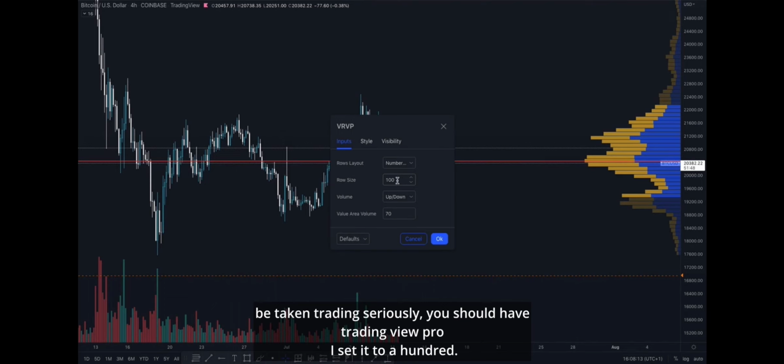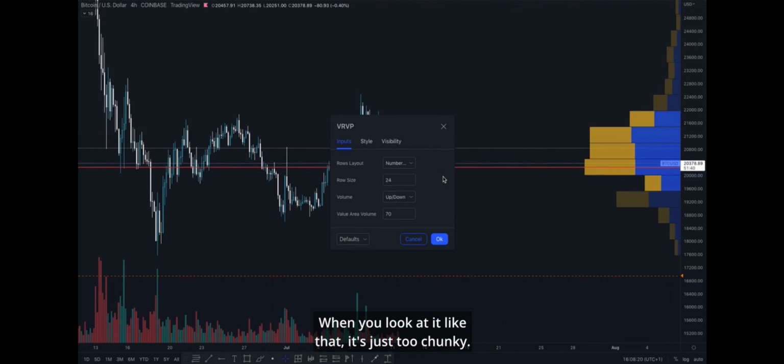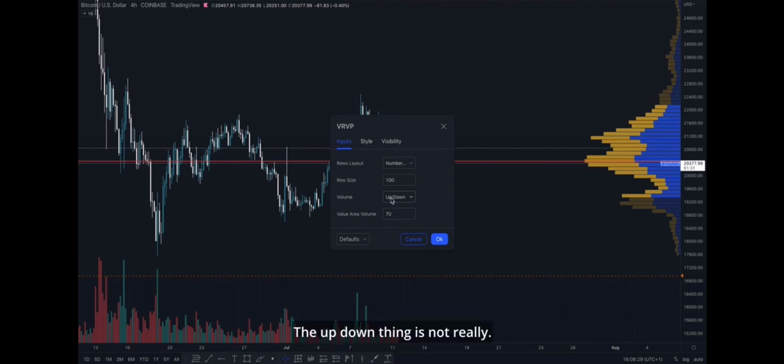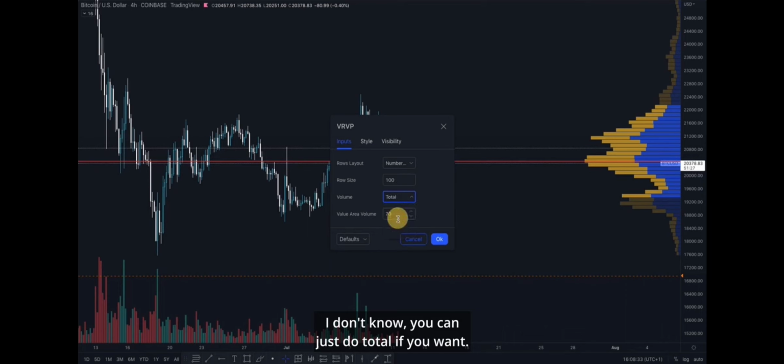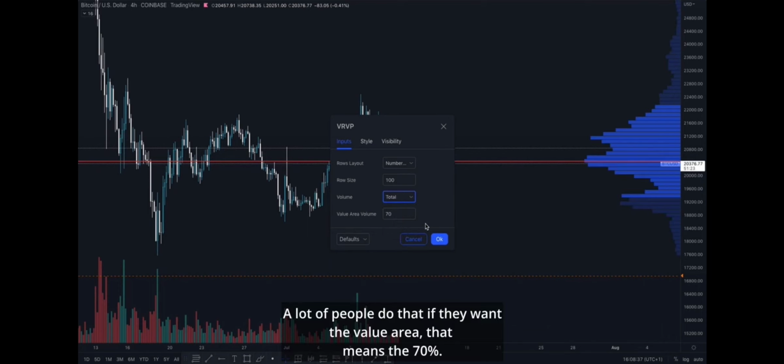I set it to 100. That's the number of bars here, just to give you a wider view. I think it comes as 24 as standard, and when you look at it like that, it's just too chunky. It's not good. 100 gives you a bit more room to view. The up-down option, I don't know, you can just do total if you want and give it a nice color. A lot of people do that.